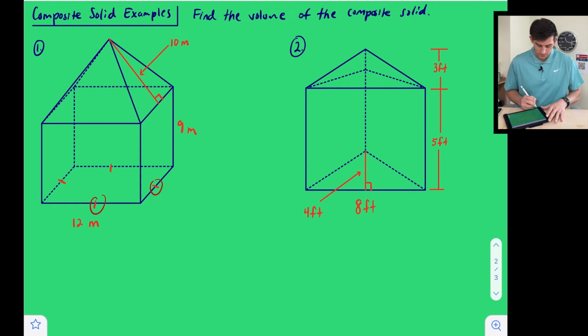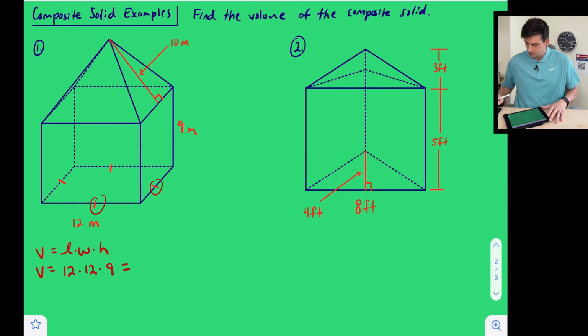of our prism. So for our bottom shape, we're going to say volume is equal to length times width times height. So this is going to be 12 times 12 times 9. And so we have 144 times 9, and that gives me 1,296. And this is cubic meters. Okay, so put a star here. This is one of our volumes that we need to add together.